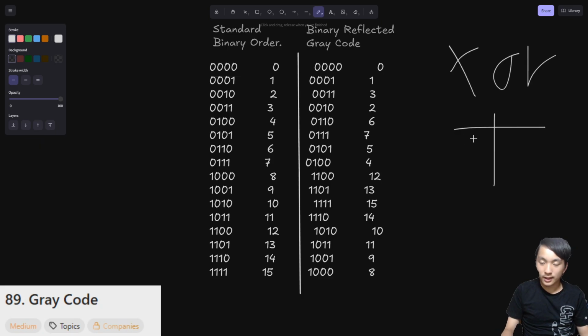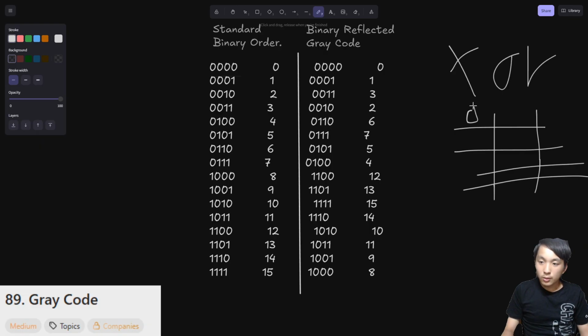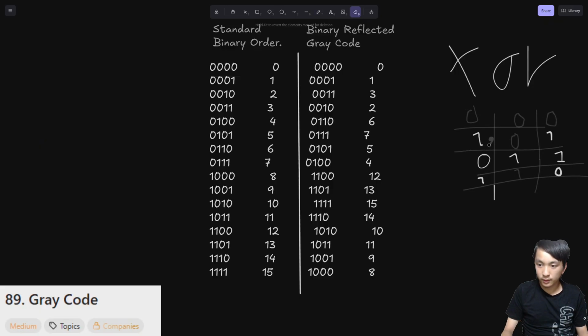These two columns are the inputs. Let's say you have 0 and 0. They're the same, so you get 0. But how about 1 and 0? You get 1. 0 and 1, you get 1 as well. But 1 and 1, you get 0. So XOR wants the inputs to be different: either 1 and 0, or 0 and 1, then you get 1. Let me erase all of this.